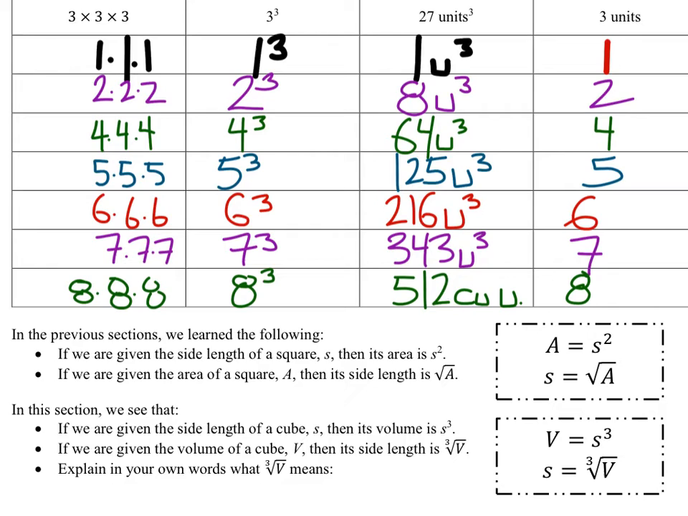So in this section we see that if we are given a side length of a cube S, then its volume is S cubed, which is shown in the second column right here. If we're given the volume of a cube, like the third column, then the side length is what we would call the cube root of the volume. So explain in your own words what cube root of V means. That means that some number multiplied by itself 3 times is the volume.